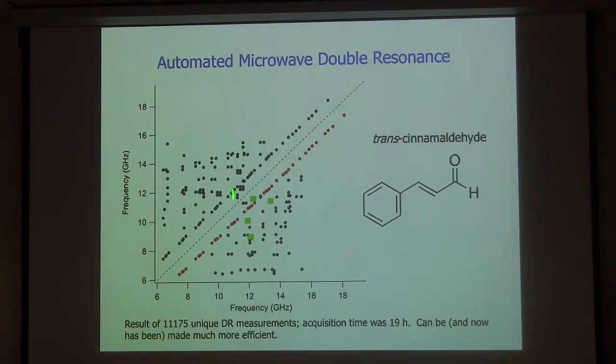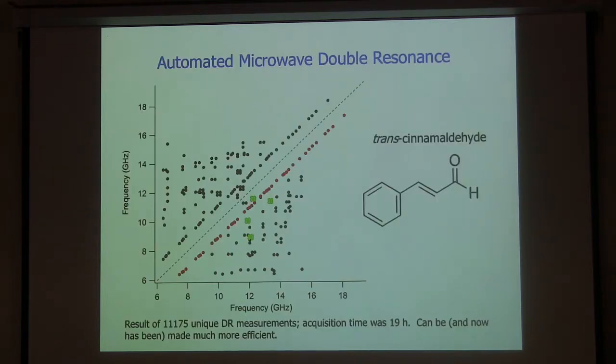And from this, you can invert the problem and get the rotational constants very easily, because you have so many double resonances here. In fact, I'll show you in a moment, you don't need nearly as many as this. That's really the beauty of an automated system like this.